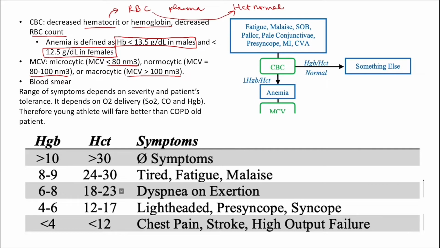So it's very subjective, the symptom presentation. But just as a rule of thumb, it's important to keep it in mind.